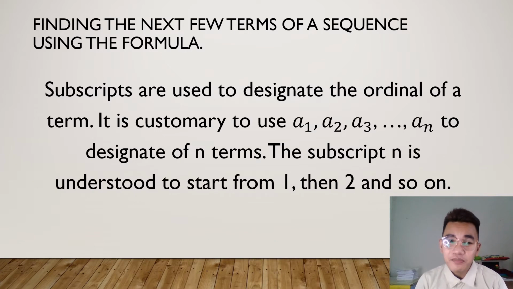Subscripts are used to designate the ordinal of a term. If we talk about ordinal, it is the order, one after another. So it is customary to use a sub 1, a sub 2, a sub 3, and so on, to designate the n terms. The subscript n is understood to start from 1, then 2, and so on.